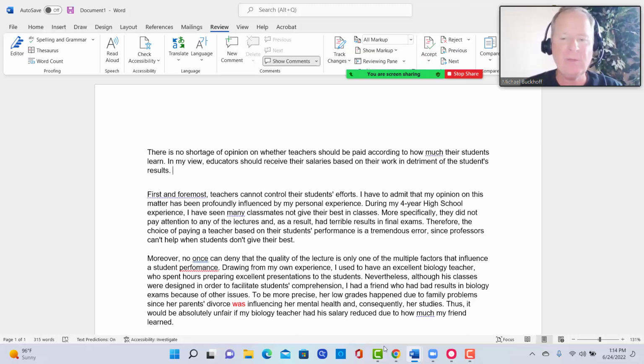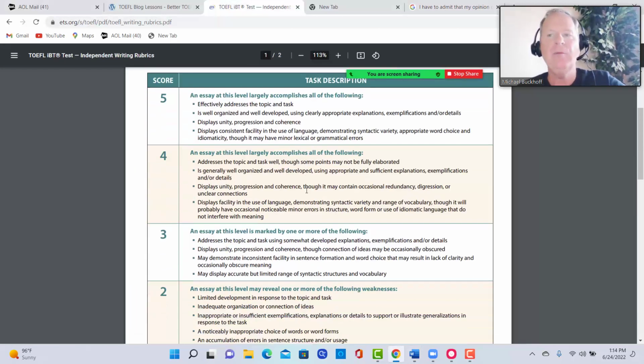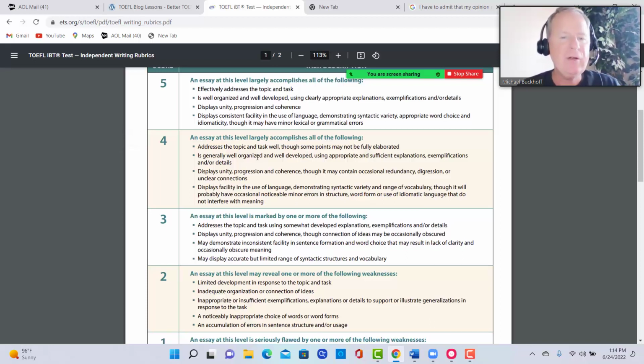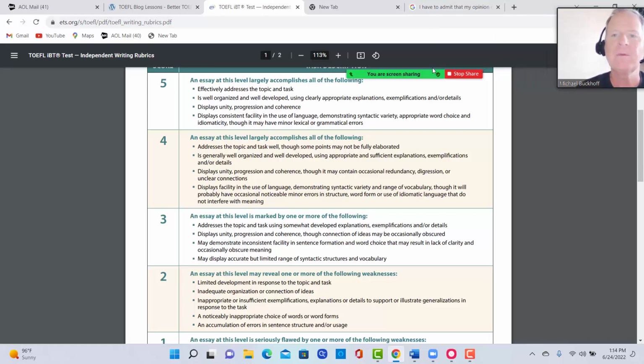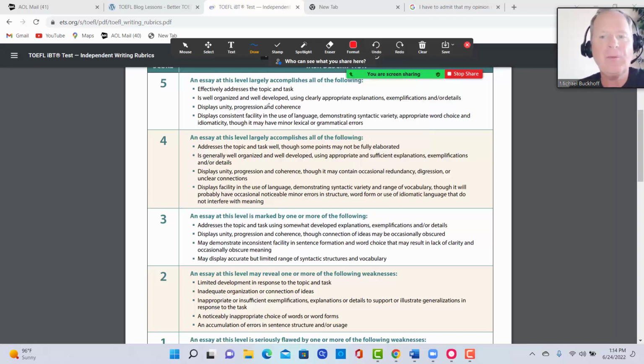Let's go to the rubrics. I'm going to give you a score now. Okay, so I'm looking over here at the actual rubrics. He addresses a topic, though some points may not be fully elaborated. I think you can develop body paragraphs 2 and 3 a little bit more. That would be one thing I think you can do. You can also expand that introduction a little bit better.